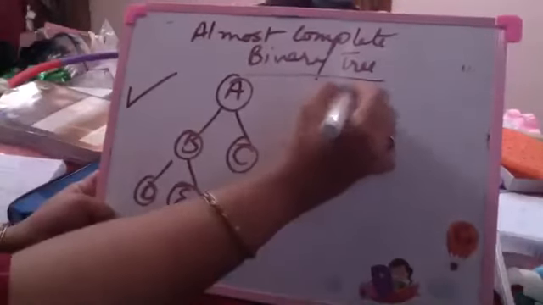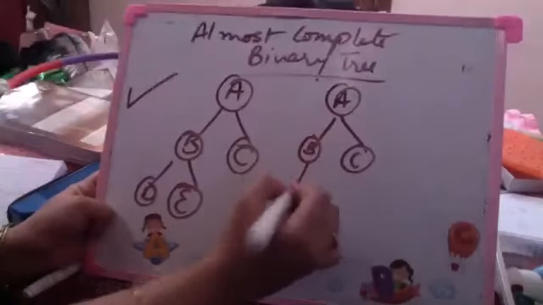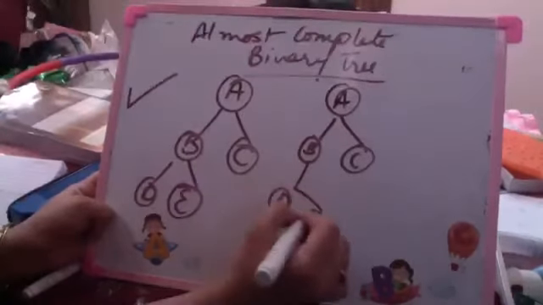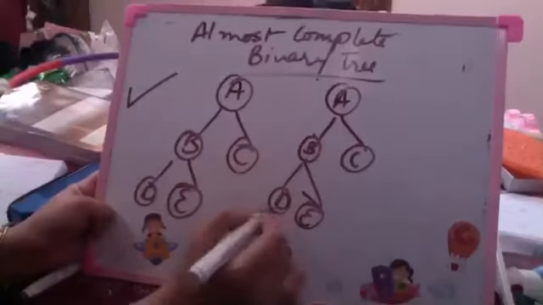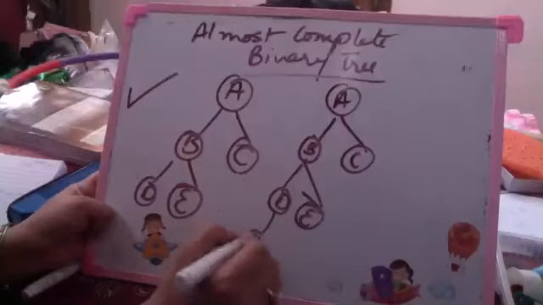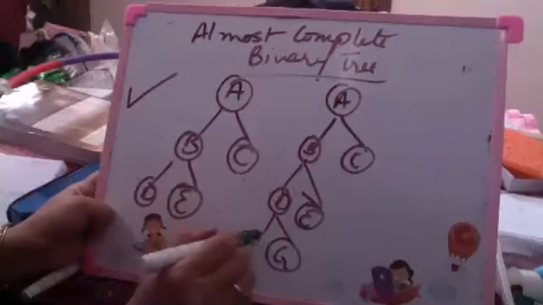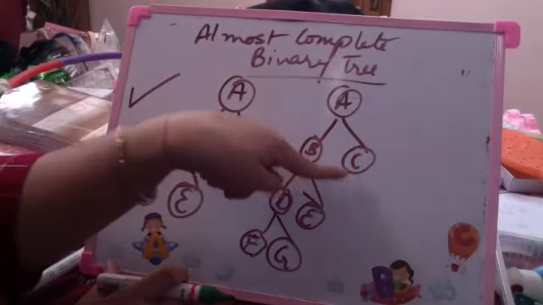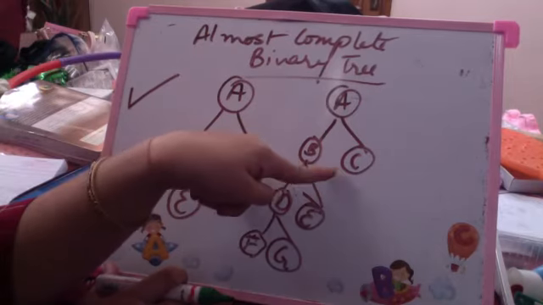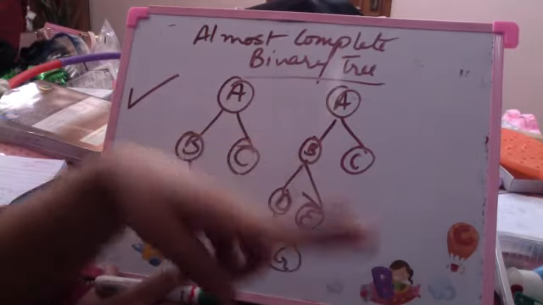In case I am having a tree like this, then it is not a complete binary tree. It is not an almost complete binary tree either. क्यों? क्योंकि C is lying at a depth which is D minus 2. D minus 2 लेवल पे जो भी नोड है उसके children 2 होने चाहिए.